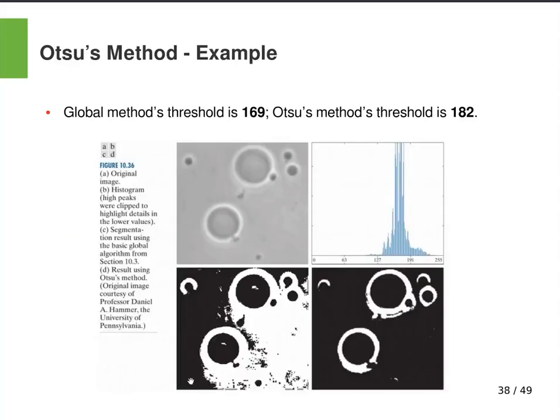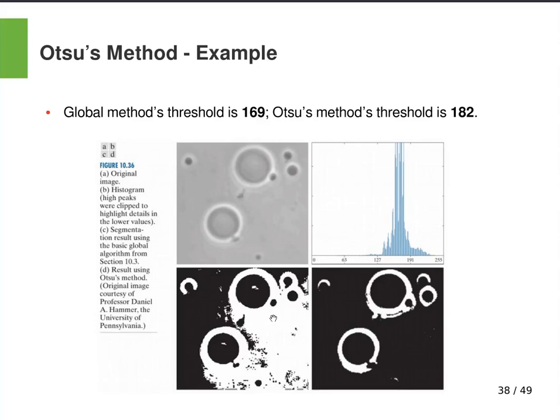So now let's take a look at one example to see the difference between global image thresholding and Otsu's method. On top left we have the original image, and on the top right we have the histogram of the image. As you can see, there is no distinction between the peaks of the histogram. So just by looking at the histogram, it is not easy to find a proper threshold that can be used for thresholding this image.